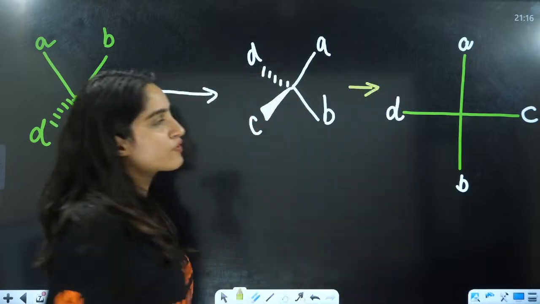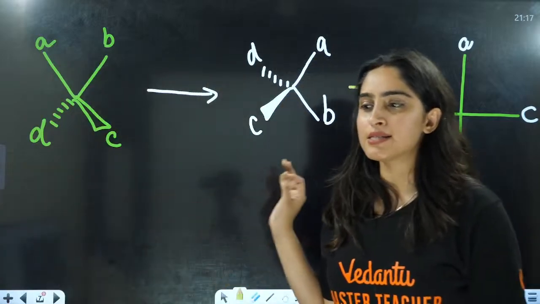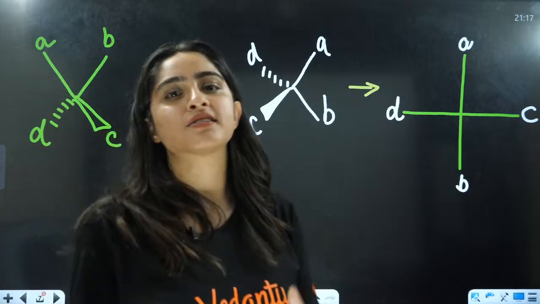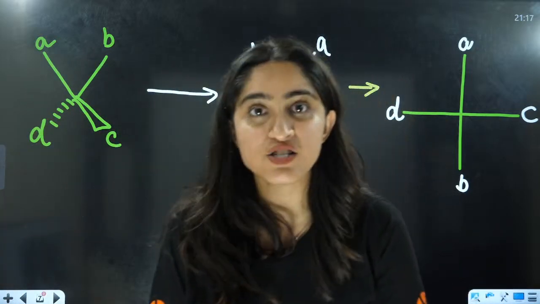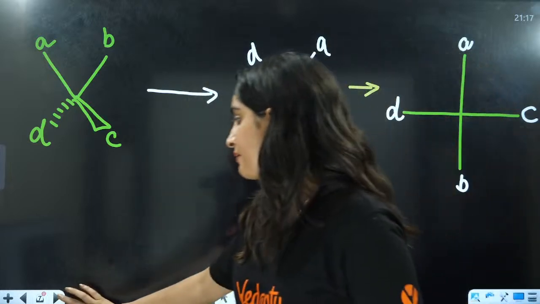Is this clear to everyone here? How to convert this projection to this projection, right? Everything is the same here. All the projections don't mean that the compound has changed. The compound is the same only, right?